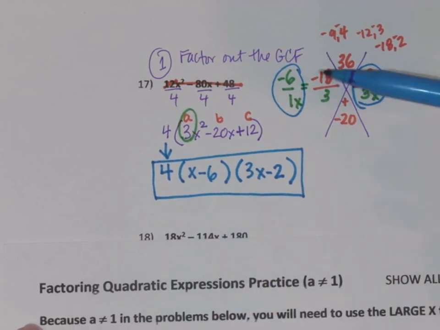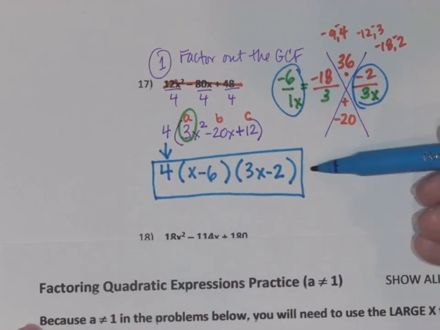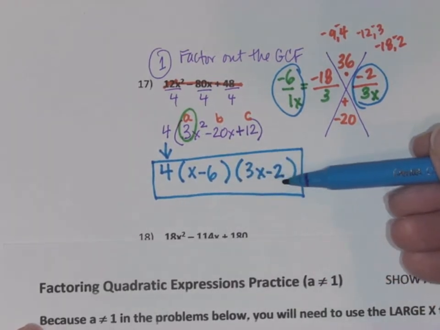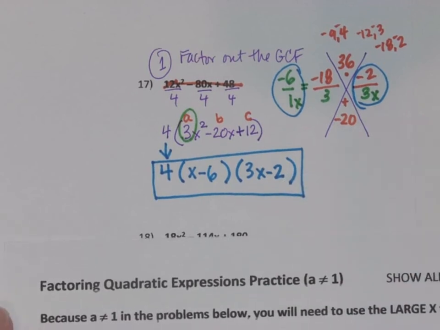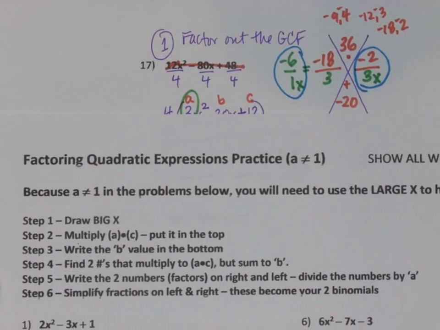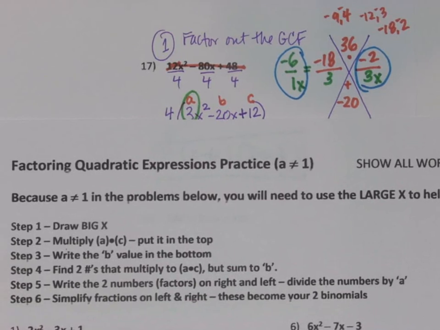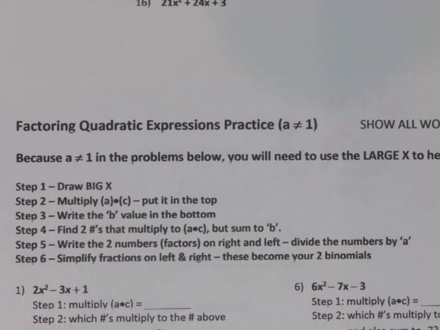So you want to keep factoring until you cannot factor any further. You can't factor x minus 6 any further, and you can't factor 3x minus 2 any further. And so following these steps is going to help you find your way to the factors for any problem when a is not equal to 1.